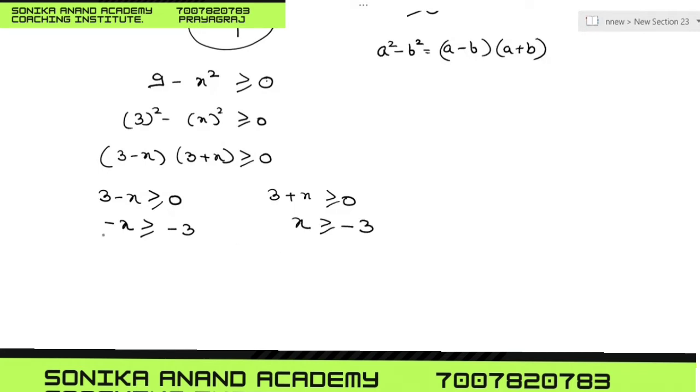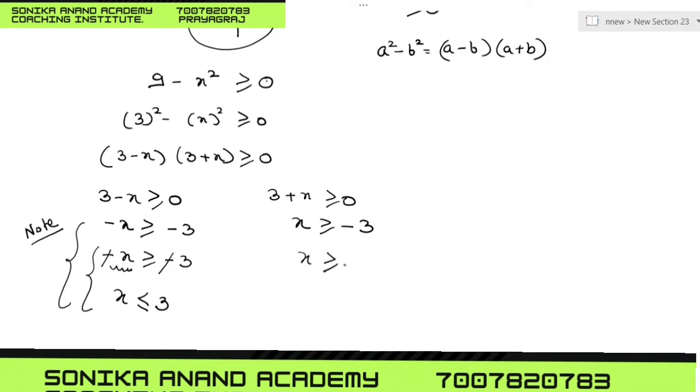Now listen, please note this point. We just cancel these two minus signs. Clear? But whenever there's a minus sign on x, we also invert this sign. It becomes like this. Please remember this. Understood? And here we have this case, and here we have this case.